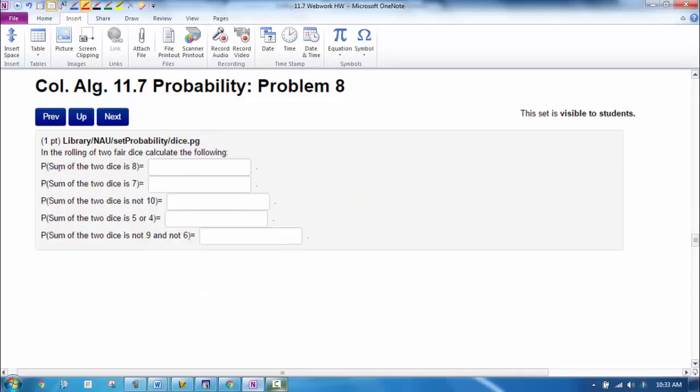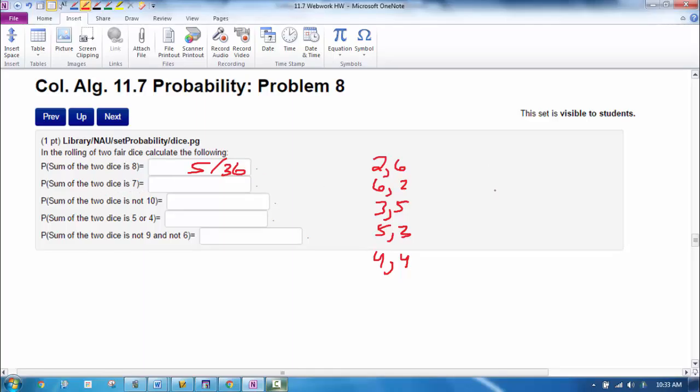Okay, the next one wants the probability of the sum of 2 dice is 8, so I'm just going to add all of them up. How can you get an 8? Well, you can do a 2 and a 6 and a 6 and a 2, a 3 and a 5 and a 5 and a 3, a 4 and a 4. So there's 1, 2, 3, 4, 5 out of the total in the sample space, which is 36, because there's 6 ways to get each one. So that'd be 5 out of 36.